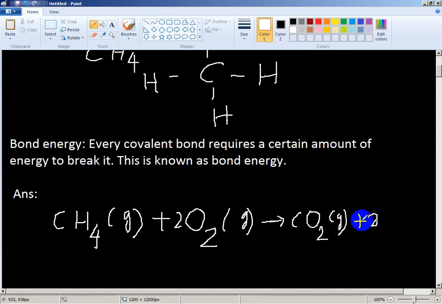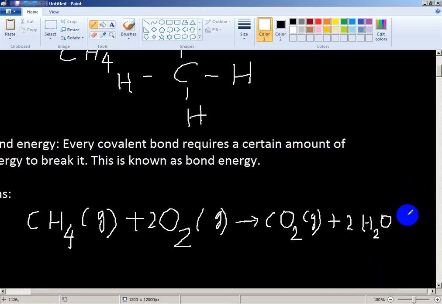It is H2O. Okay, this is the gaseous state, G. You write it at the end here. I have no space. Okay, I have a space also. I'm writing here. This is G.